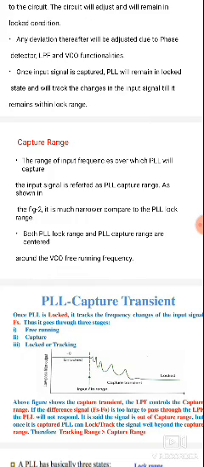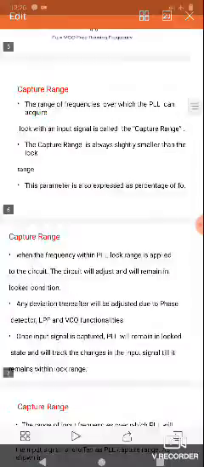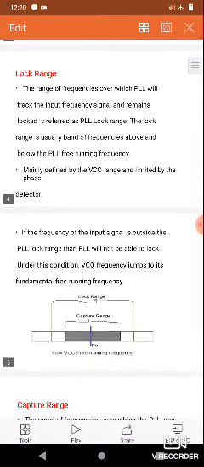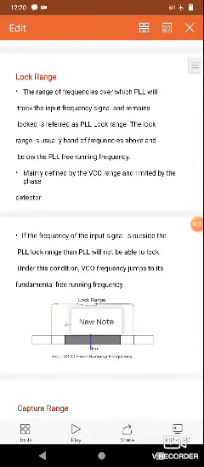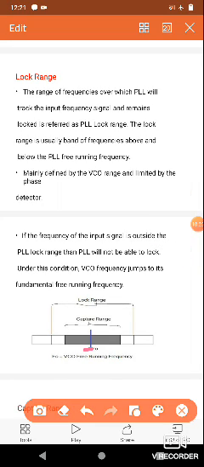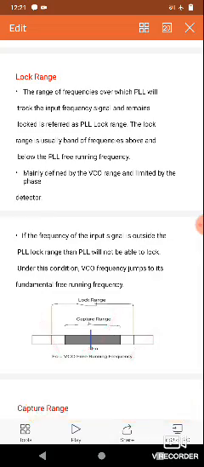Both the PLL lock range and the PLL capture range are centered around the VCO free running frequency. This is the VCO free running frequency F naught. F naught is the VCO free running frequency. It is the center, and next it is covered by the capture range. Capture range is the input signal frequency, and lock range is where the input signal frequency equals the output signal frequency. F naught is the free running frequency. Capture range is the PLL input frequency.